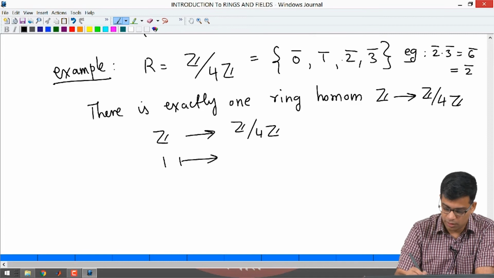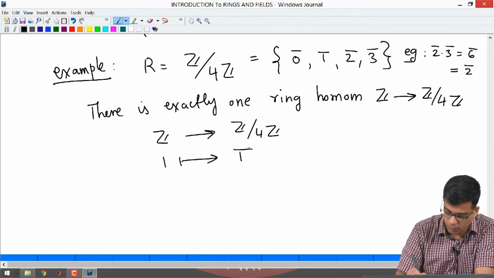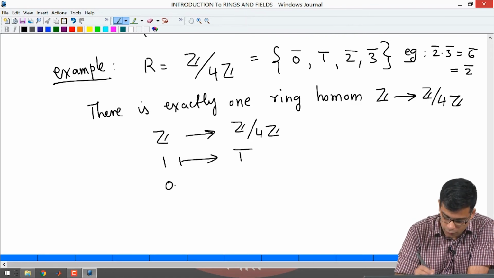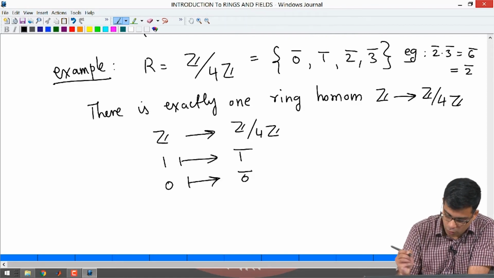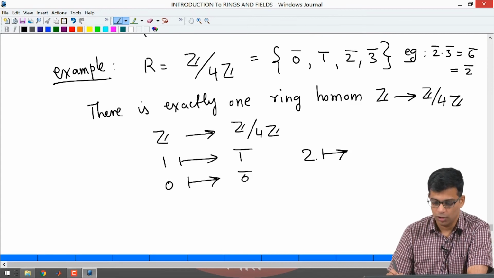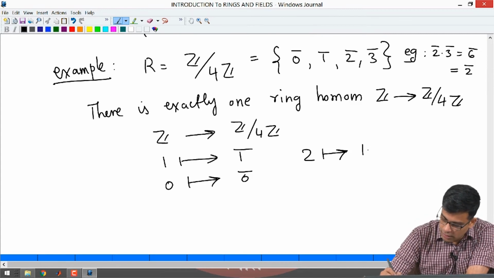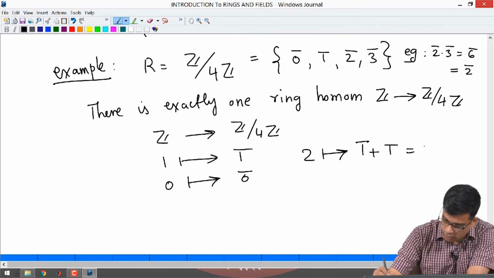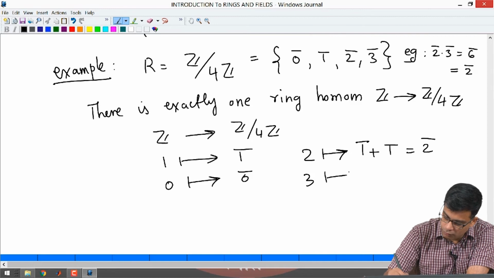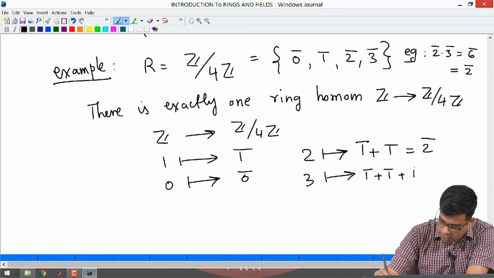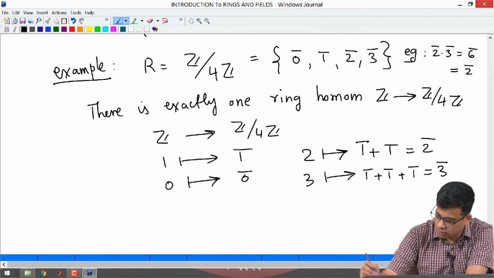What is 1 of R? So R has 4 elements here. 1 bar is the multiplicative identity. 1 must go to 1 bar. Of course, 0 must go to 0 bar. The integer 2 must go to, remember, image of 1 plus image of 1, so 1 bar plus 1 bar, which is 2 bar. Where will 3 go? 3 will go to 1 bar plus 1 bar plus 1 bar, which is 3 bar.